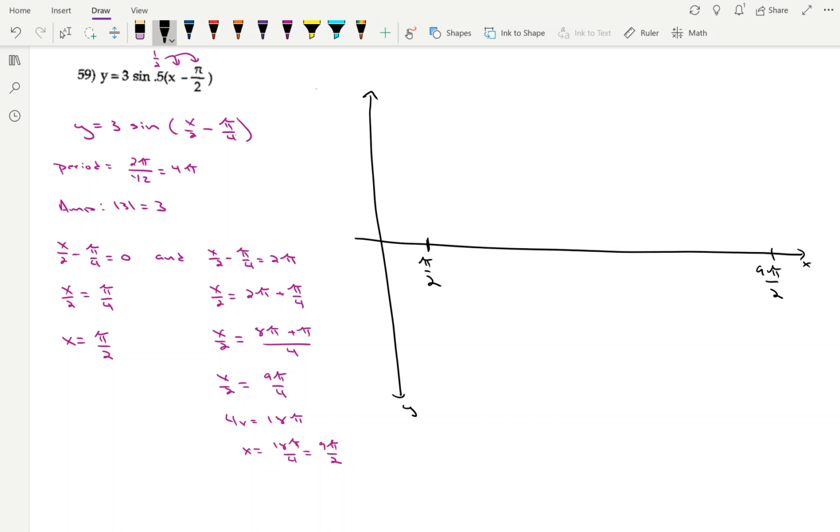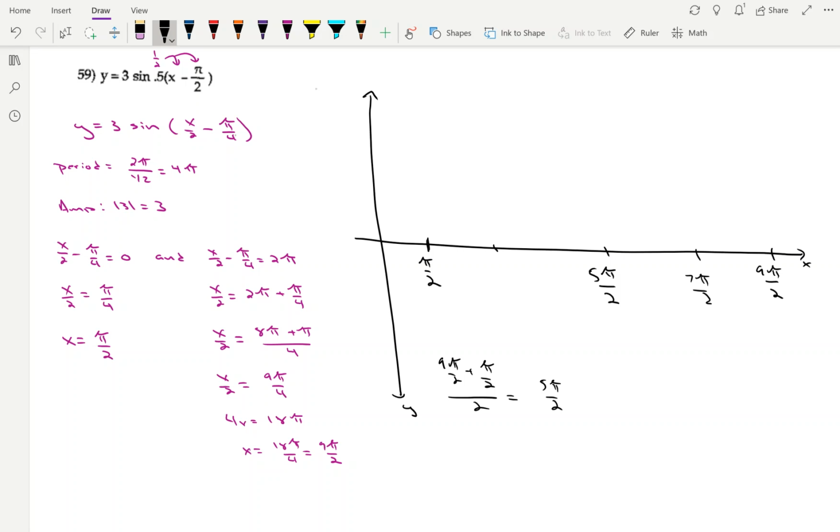And here comes the tricky stuff. To find the midpoint, you get 9 pi over 2 plus pi over 2, and you divide it by 2. That's the halfway point. So that's 10 pi over 2, which is 5 pi over 2. Oh, that's nice. 5 pi over 2. And you can kind of see it. It's 5, 6, 7, 8, 9. So that'd be 7 pi over 2.